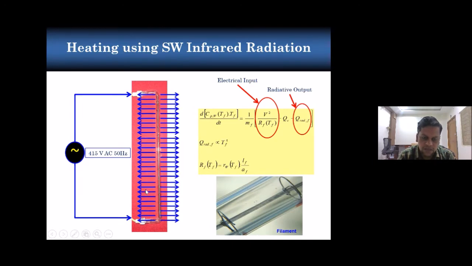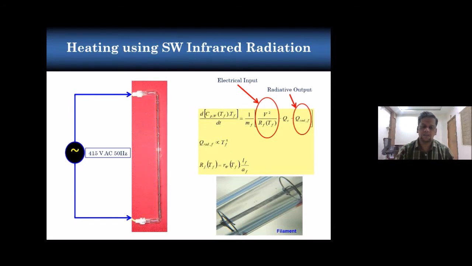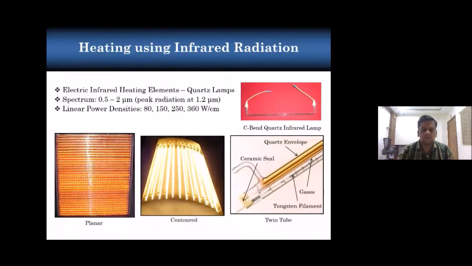But how to take this part also? For that we use a reflector here. Based on our requirement, we can go for a stainless steel reflector or a gold coated reflector. Whatever radiation falls on the reflector will be reflected back to the surface of the object. So this is just an overview of the IR lamp.